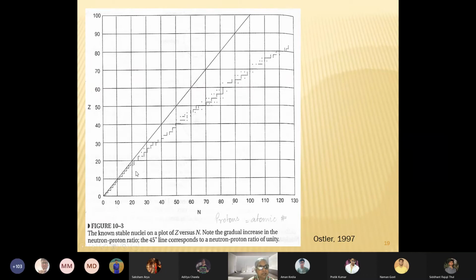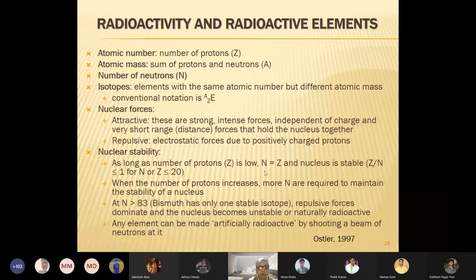Reality, you can see, is deviating from this line of equivalence after N is equal to 20. So as long as the number of protons is low, N is not exactly equal to Z. You can check the periodic table for yourself. I think for the even numbers, N is equal to Z. For the odd numbers, it's N plus 1. Because that's what is going to keep the nucleus stable. So Z by N less than 1 for N or Z less than or equal to 20. So that's fair enough, okay?